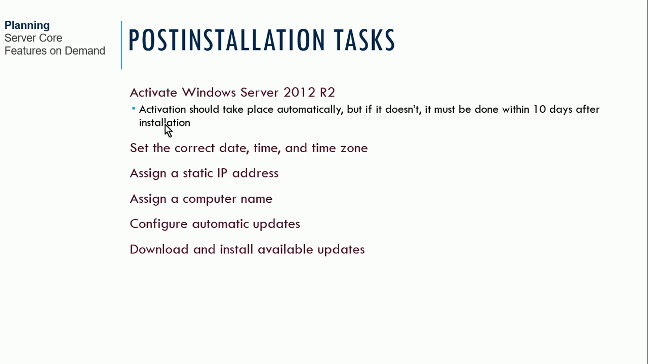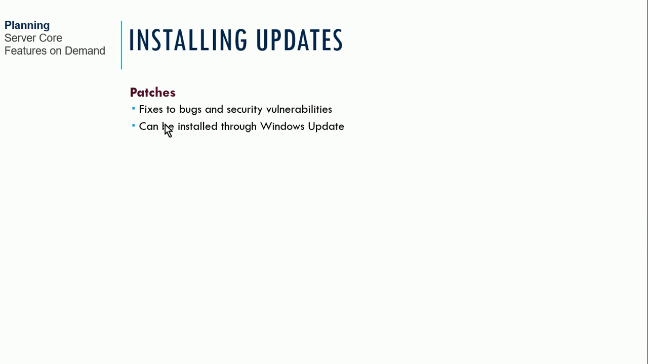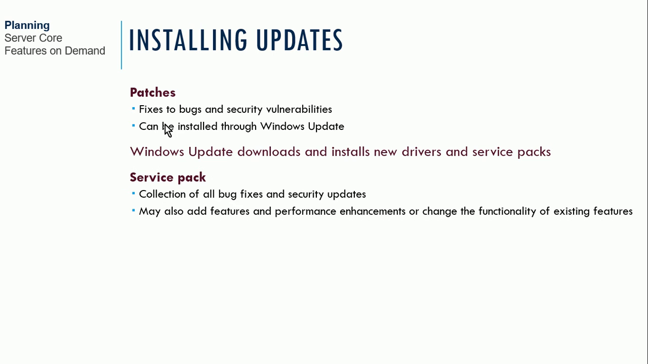And again, that'll be an institutional decision as to which of those updates you're going to install once you complete the installation. So you may have to install patches and updates. Microsoft has a couple different labels for these updates to software. A patch fixes bugs and security vulnerabilities and can be installed through Windows Update. Windows Update downloads and installs new drivers and service packs periodically. And a service pack is a collection of bug fixes. So you can think of a service pack as a collection of patches, which can be applied to the server.